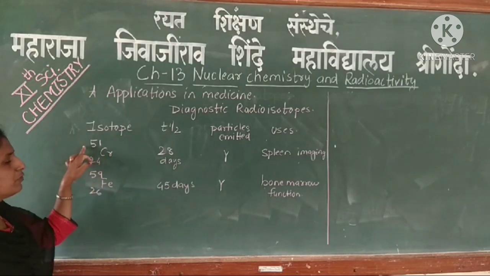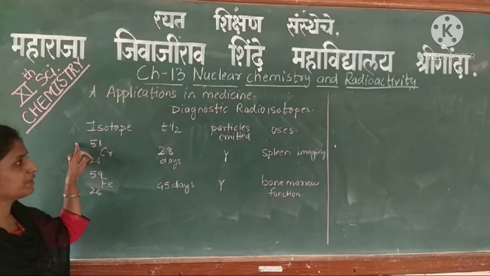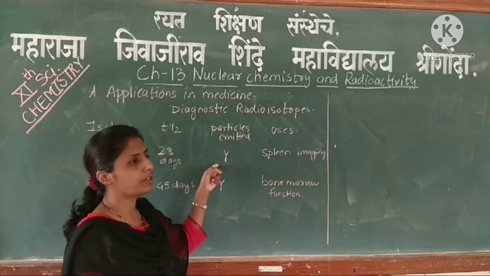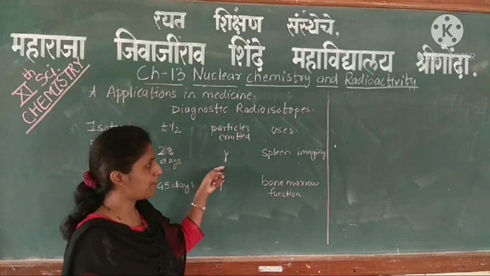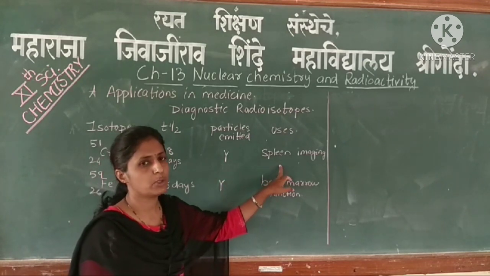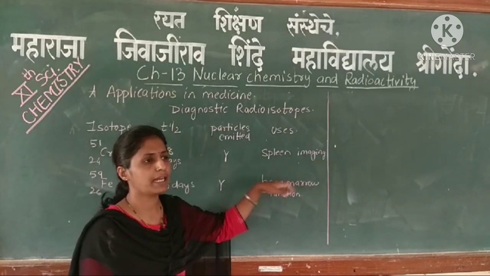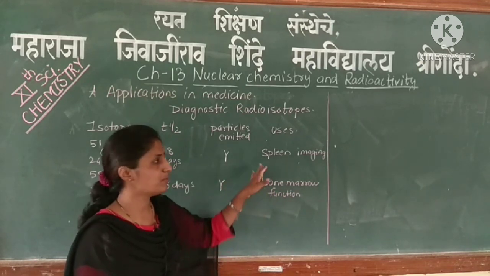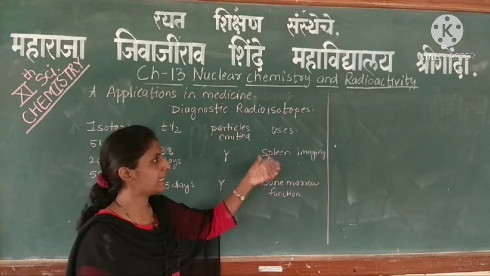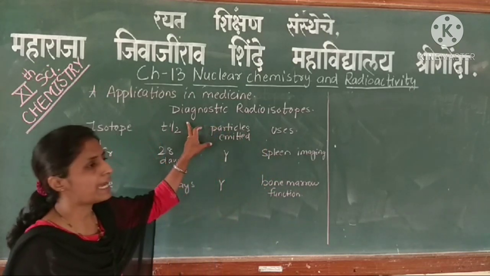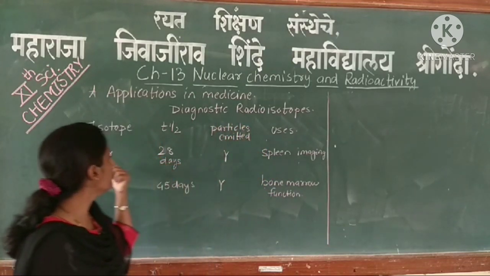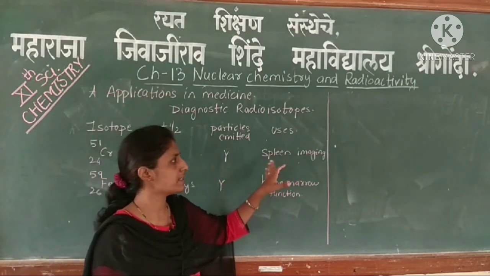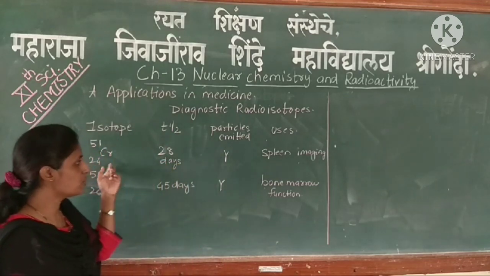First is chromium 51. Okay, chromium 51 isotope. It has a 28 days half life, and on emission it gives gamma particles, and it is used to study your spleen. If you are suffering from some disease of the spleen, then doctors advise a diagnostic radioisotope. The chromium isotope is used for spleen imaging. ओके, स्प्लीन चे इमेजिंग करण्यासाठी you use chromium isotope.